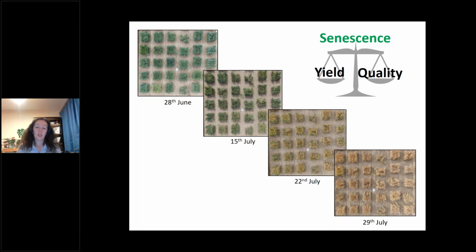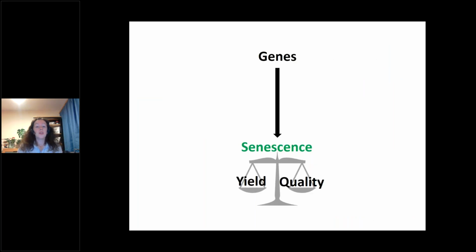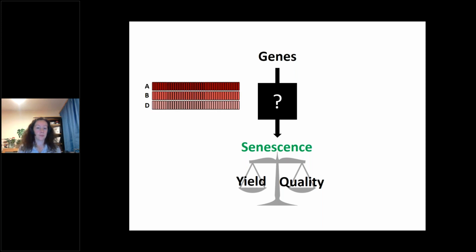But we don't know much about the genetic regulation of senescence. We hypothesized that if we could understand this genetic regulation, we would be able to hopefully increase nutrient content without incurring a yield penalty, because often there's a negative correlation between yield and quality. We know that genes regulate this process, but at the moment in wheat, we don't know that much about which genes are regulating it. A couple of genes have been identified, but really this is largely a black box.